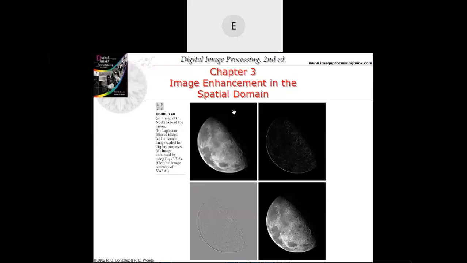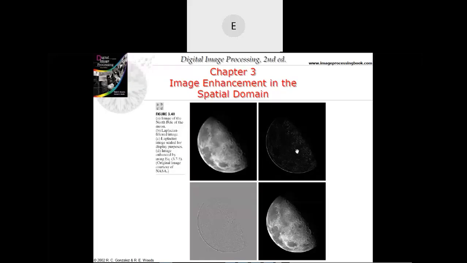So this is an image of the north pole of the moon. What is done here is a Laplacian filtered image. Do you see these edges here? There is a sharp edge here, that is this region. Not only that, even within the moon region you could see that there is some edge information.